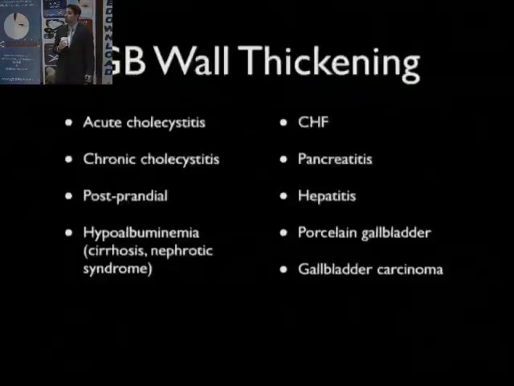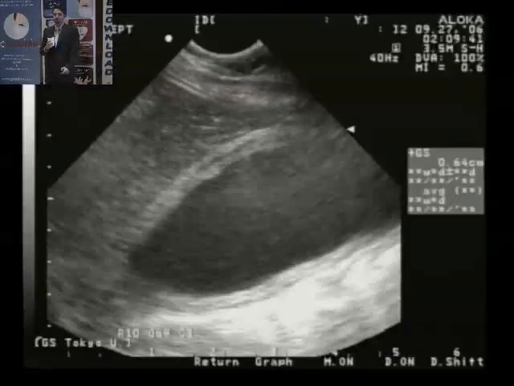A lot of different things can cause gallbladder wall thickening, so everything that causes this is not acute cholecystitis. For instance, if a patient just ate and their gallbladder is shrunken down, you're going to get a thick gallbladder wall. If they have low albumin, you're going to get a thick wall. A lot of these other things that I've got listed will cause it.